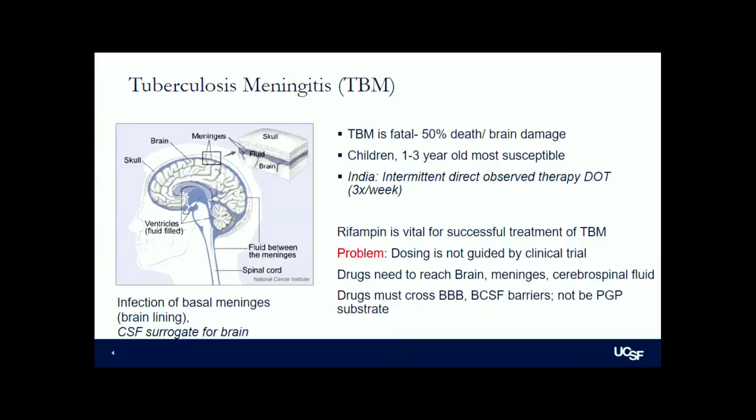couple of sites in India, but in India we also still are using intermittent directly observed therapy even for treatment of TB meningitis. Really the problem here is that the dosing that we're using is not guided by any clinical trials. And if we think about the drug for TB meningitis, rifampin, which is really a key sterilizing drug, has to reach the brain, has to reach cerebrospinal fluid, has to cross the blood-brain barrier, should not be a P-gp substrate, and so on. So there are all these requirements for the drug actually just to get into the brain and to exhibit its mode of action.